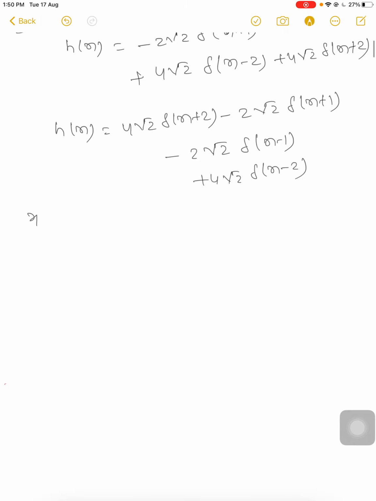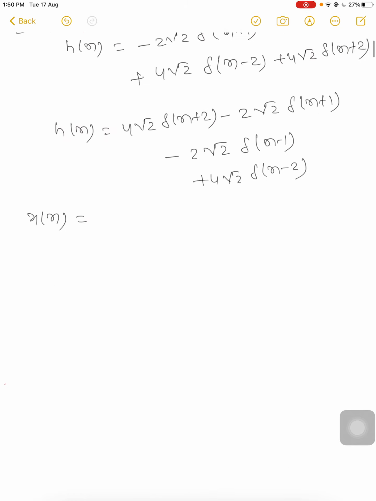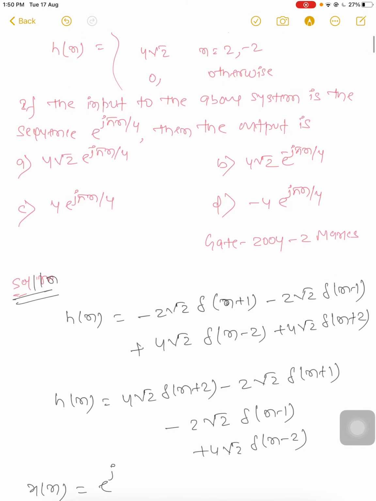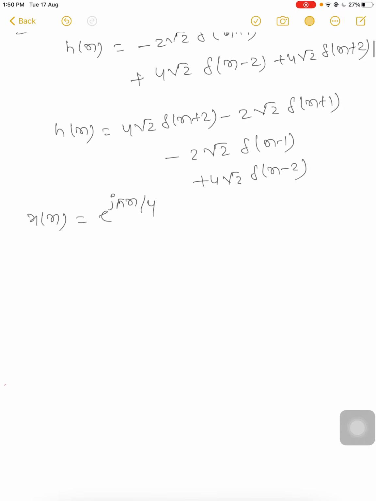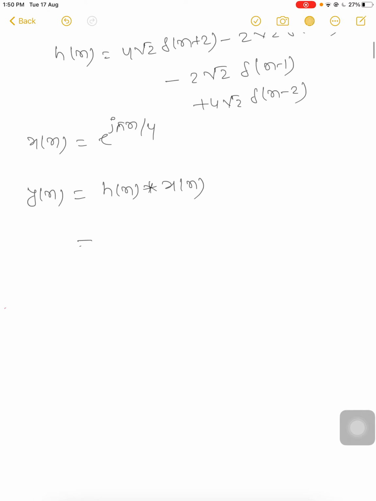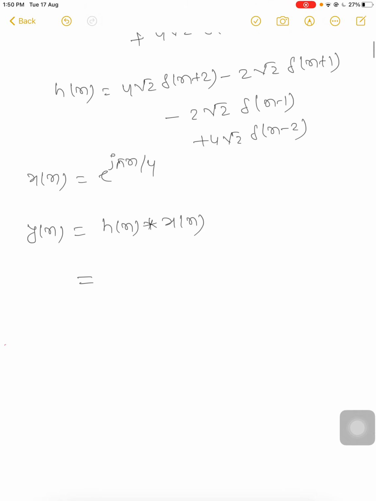Now x[n] is e to power j pi n by 4. Now the convolution: the response y[n] is equal to h[n] convolution x[n]. So we have to convolve it, and we start the convolution with each sample.